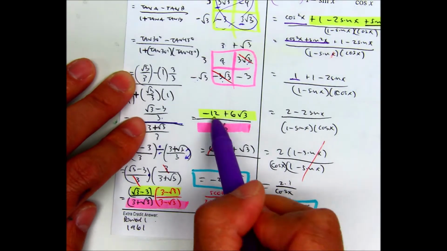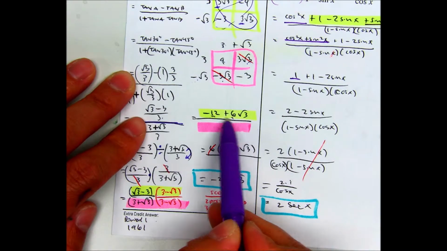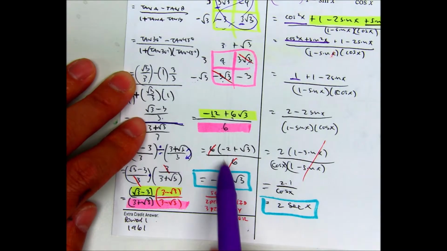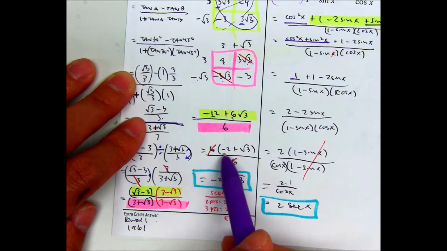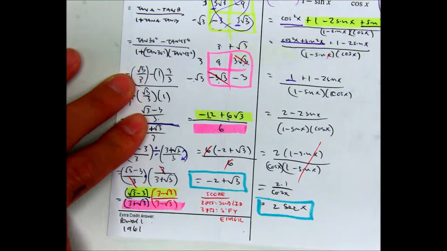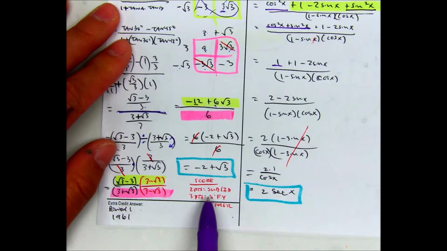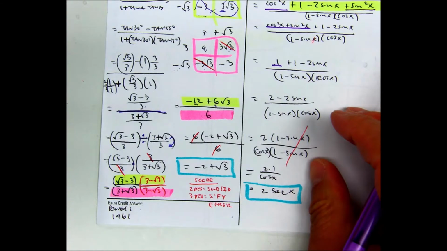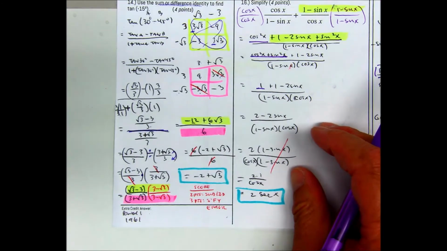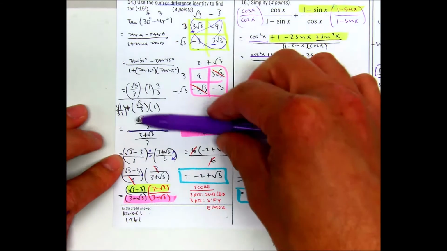Factor out a 6, and then you'll cancel out, and you'll recognize that you get negative 2 plus radical 3 is your correct answer. So 2 points if you knew the identity or you did the substitution. You got 3 points if you made a simplifying error somewhere in all the fractions there.